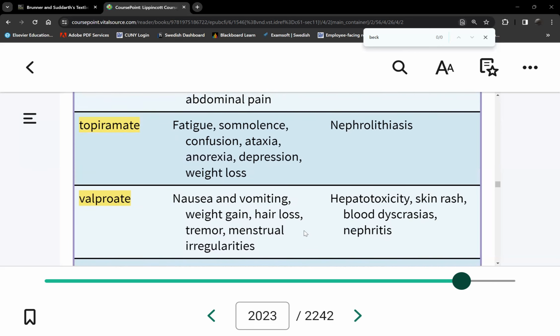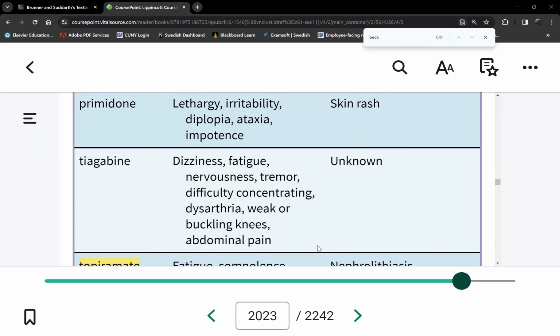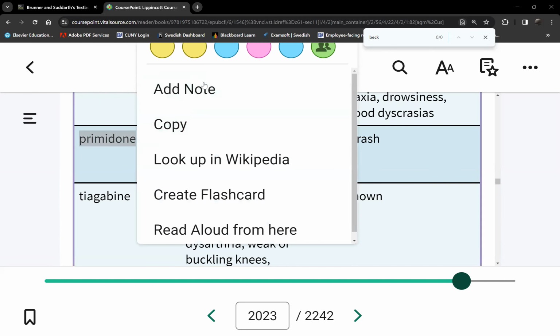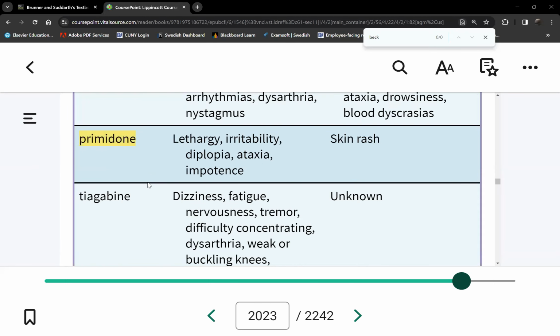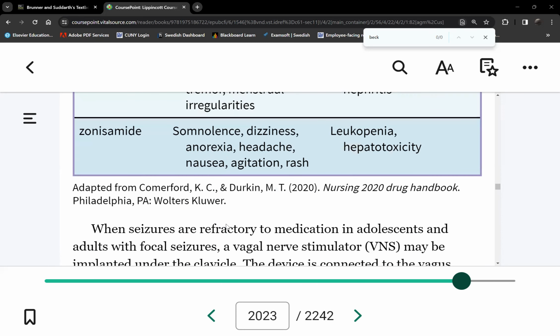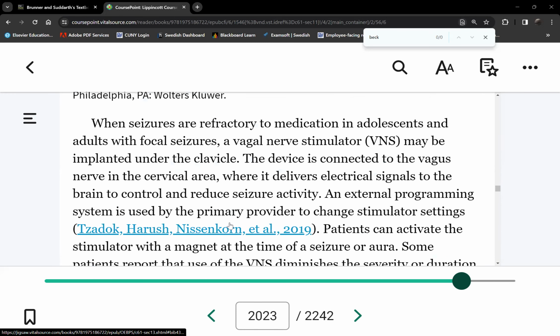So primidone, valproate. Because primidone, Mysoline, is actually quite common, I should include this. I mean, primidone, generic.